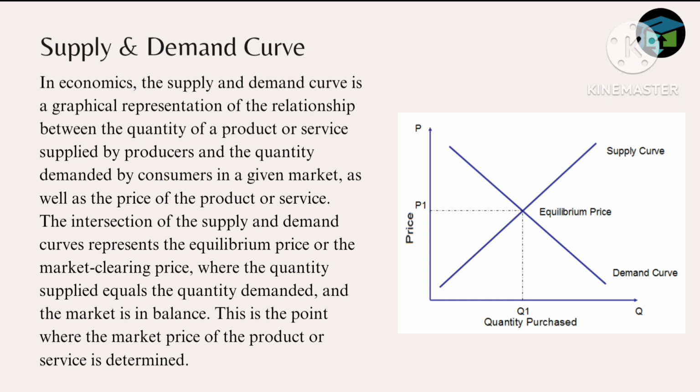The intersection of the supply and demand curves represents the equilibrium price or the market clearing price, where the quantity supplied equals the quantity demanded, and the market is in balance. This is the point where the market price of the product or service is determined.